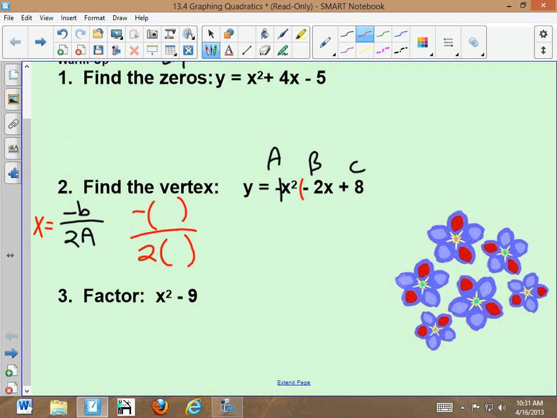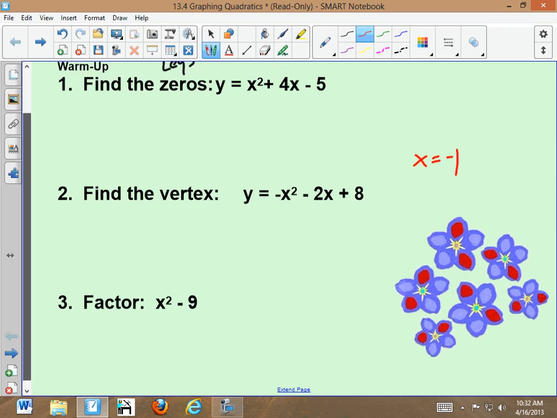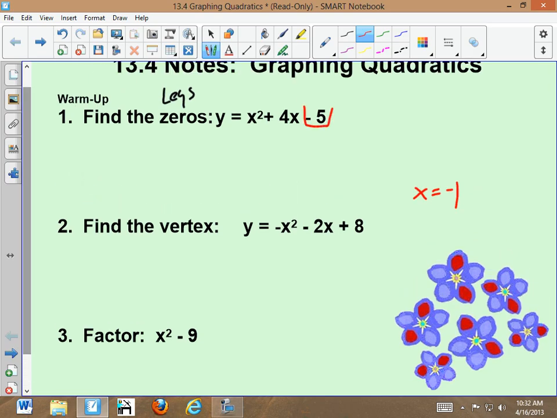What does my b equal? My b is -2. That's why I have the empty parentheses. My a is -1. So the opposite of -2 is +2. 2 times -1 is -2. This equals -1. So now I have found that x equals -1. I haven't done any kind of difficult math. The most difficult math I've done is back up here when I have to get two numbers that multiply to -5 but add up to +4. And I've shown you the simple way of doing that. List your multiples. Start with 1.